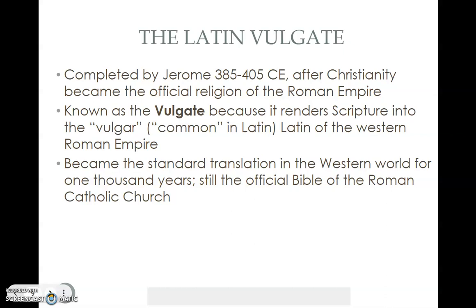The Vulgate refers to a translation done by Jerome in the 4th century, translated from the original languages into Latin. And it continues to be the official Bible of the Roman Catholic Church.